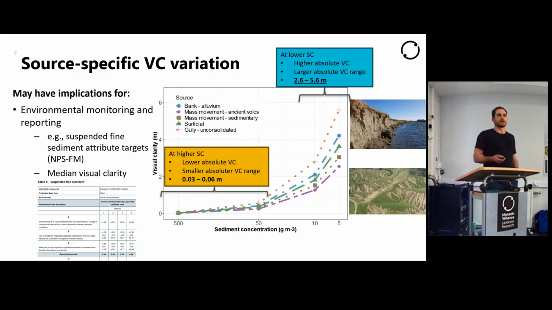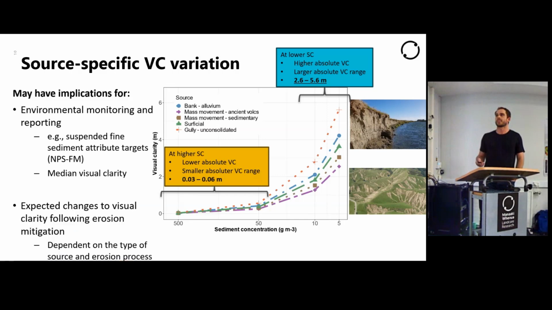Different materials are going to produce quite different visual clarity with the same concentration. It's also going to have an impact on how we expect visual clarity to change or improve following mitigation, depending on where we apply the mitigation. Different types of mitigation apply to different types of erosion terrains. But depending on that type of material, the same mitigation is going to have a different effect on how visual clarity may be improved in the stream, because of the unique or characteristic attributes of that source material and how it behaves when it's eroded and delivered to the stream.